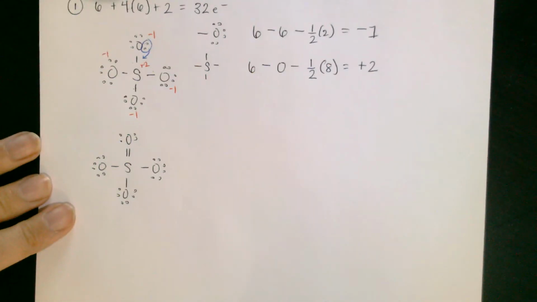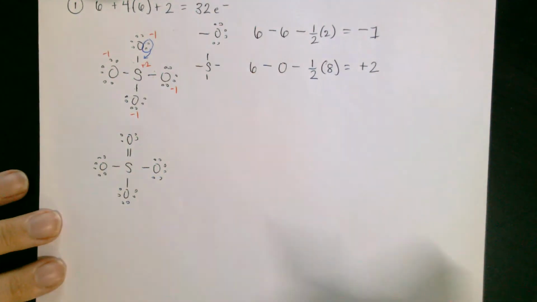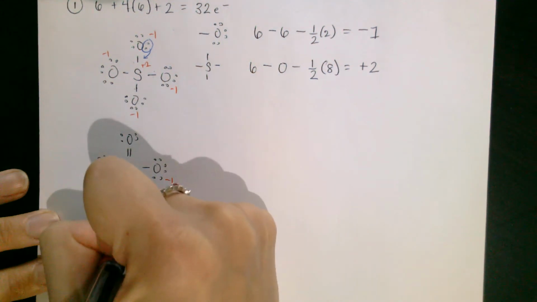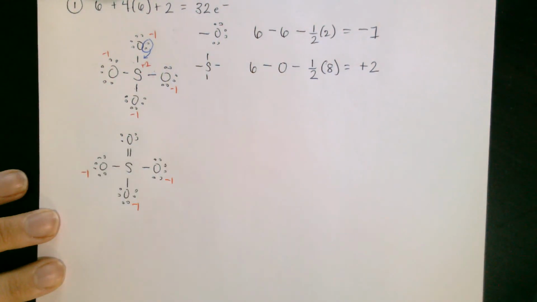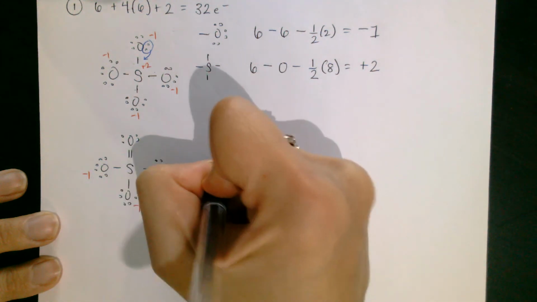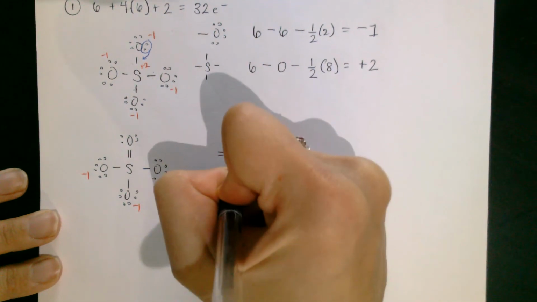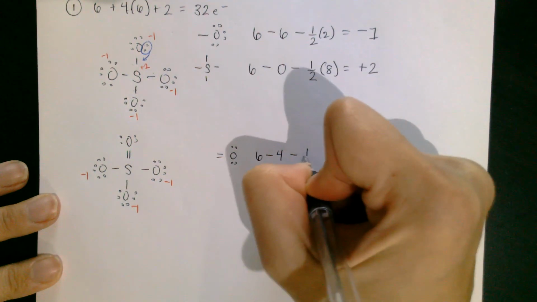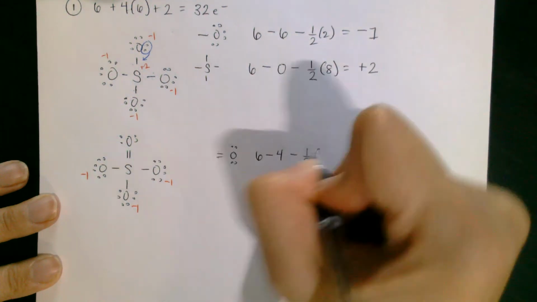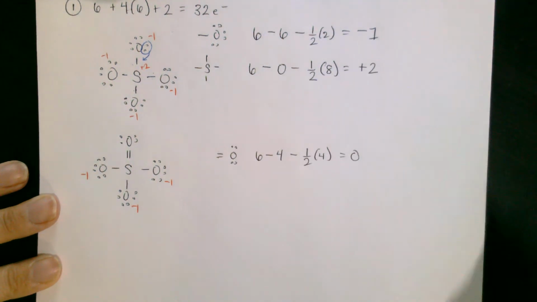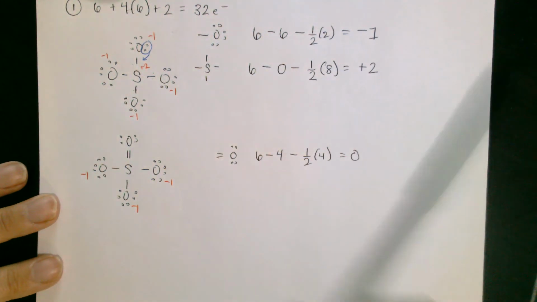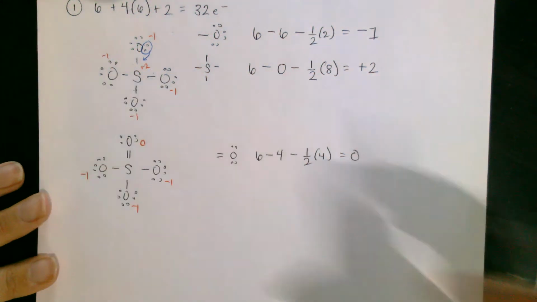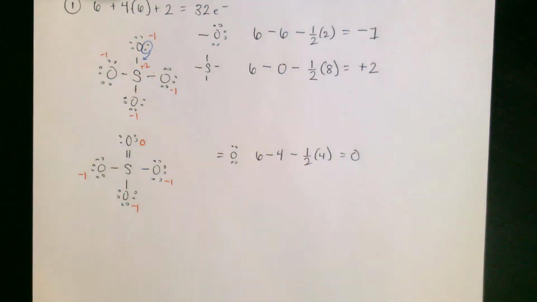Okay, so I've just changed one thing. I do know that this is still -1, this is still -1, this is still -1. I've done this oxygen before, but we'll run through it real quick. So this is now 6 minus 4 minus 1/2 of 1, 2, 3, 4. So this formal charge is 0. Shifting electrons around that way, we've minimized the formal charge on that oxygen. We've taken it from -1 to 0. And again, 0 is kind of where we want to be.